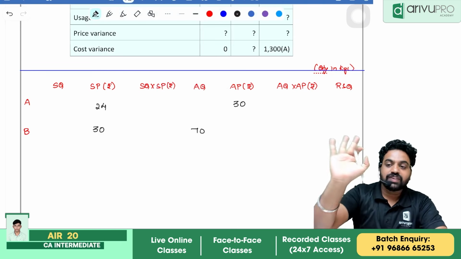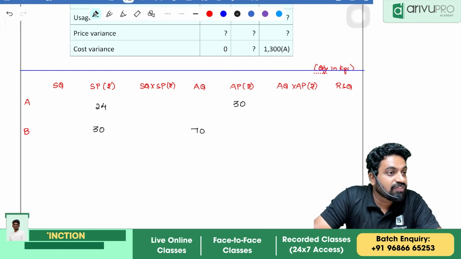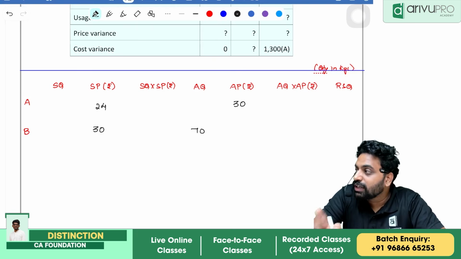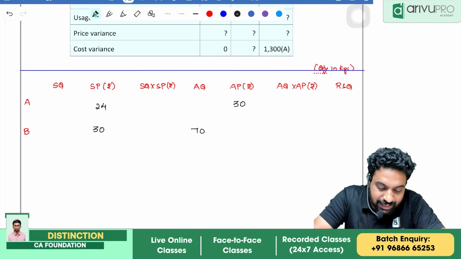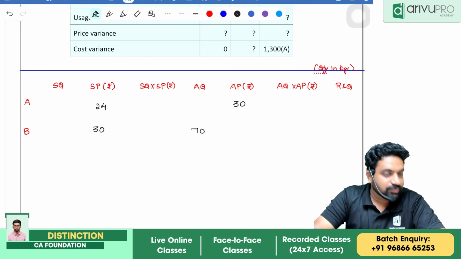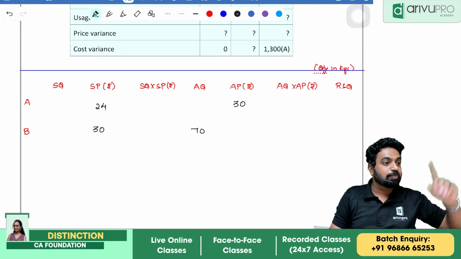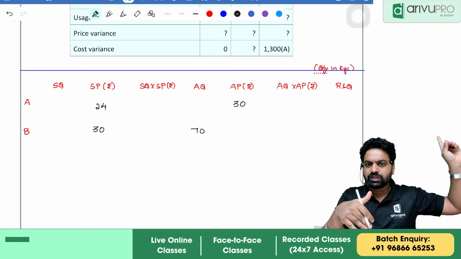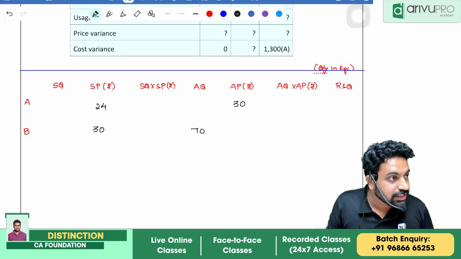Now, what can we do? Cost variance we know, but also we know that cost variance of A is 0. That means standard cost of A and actual cost of A are the same. So whatever the variance is there, everything is of B. Now listen everyone. Here there is no information, unlike our practical problem number 3 or 4. In 3 there was proper standard cost information. Here standard cost information itself is not there.